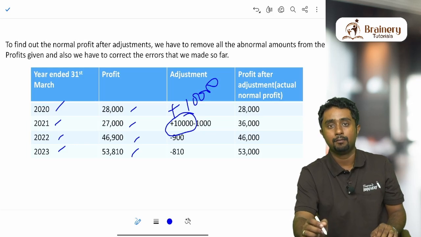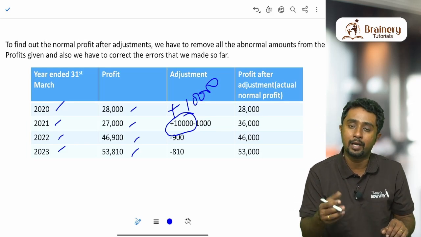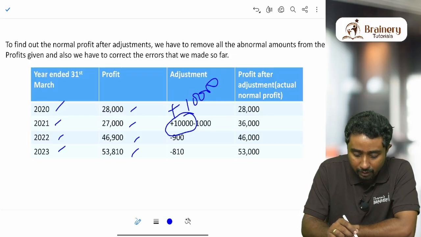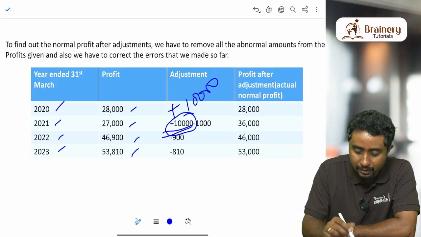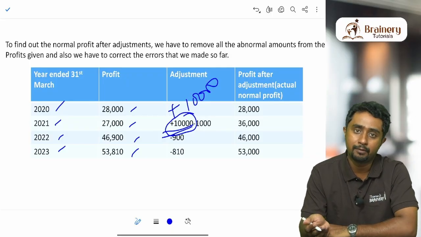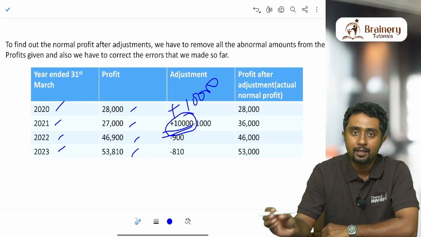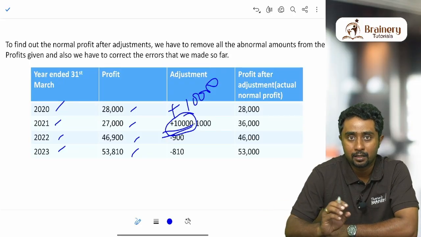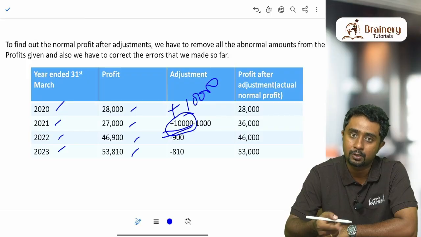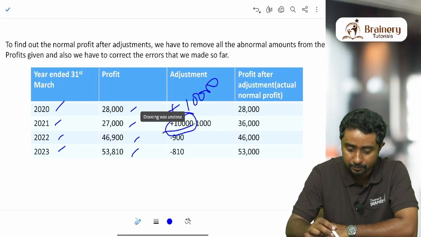In the adjustment column, which I made for showing the calculations, you can see how we are going to correct that mistake. So basically, what are we doing here? We are adding back this 10,000. Why are we adding it back? Because we wrote it as an expense and we already deducted it while calculating the profit. When you are calculating profit, it is revenue minus expense, right? So obviously, if you wrote 10,000 as an expense, this 10,000 must have been deducted. That is the reason why I am removing it.